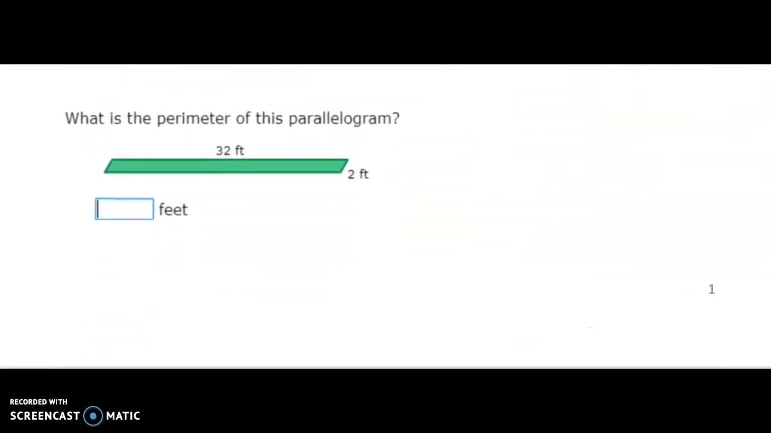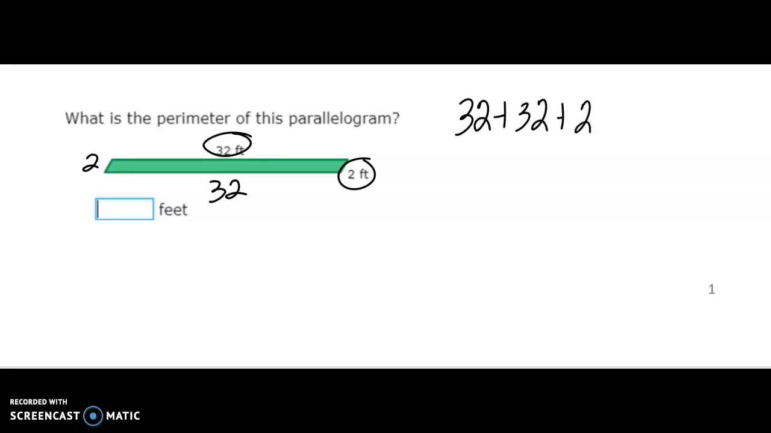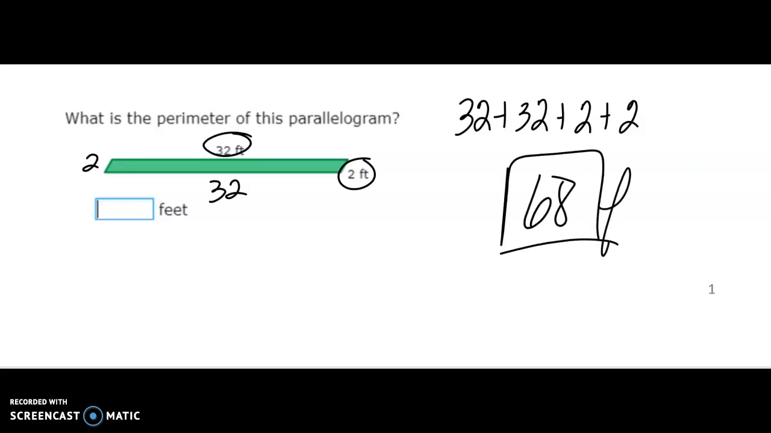Okay, what is the perimeter of this parallelogram? So if this is 32, then that is 32. If this is 2, then that is 2. So 32 plus 32 plus 2 plus 2 is 64, 66, 68 feet.